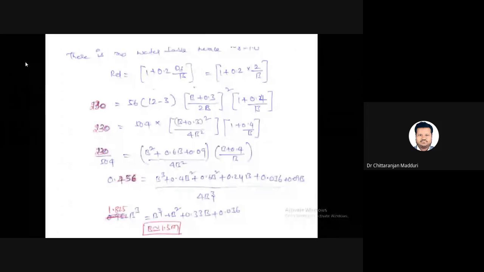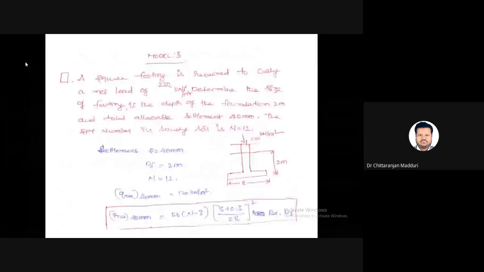So here everything is given, but the size of the footing is not given. Generally we find the allowable bearing pressure by using the equation, but here the allowable bearing pressure for 40 mm settlement is given and the footing size is unknown. All other parameters are given, so we only need to find the footing size. This is model 3.